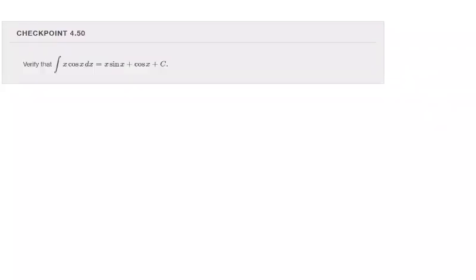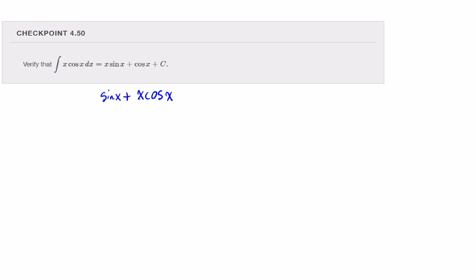All right, so go ahead and verify this integral. Start by taking the derivative of this. Let's take the derivative of this part first. If you got sine x plus x cosine x, good job.